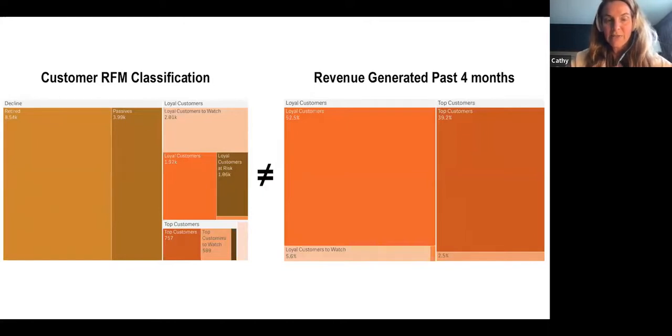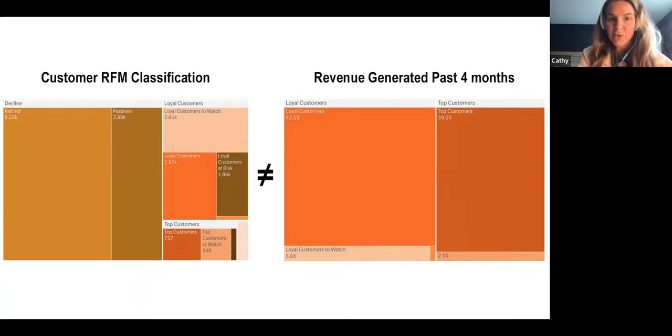Here on the left is a look at customer RFM classification. RFM stands for how recently, how frequently, and how much, or monetary spend, that the customer had historically. And so you can see that it's looking at customers who are passives, or customers who are loyal, or loyal but to watch, or loyal but at risk. And just notice that that's a different kind of representation than the revenue generated by those loyal and top customers. So in the image on the left, it's the orange box there.